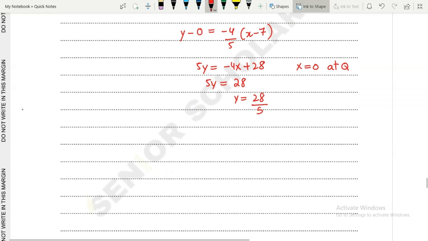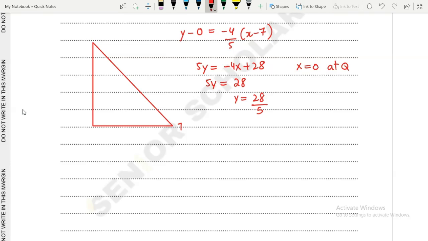Now I'm trying to make you understand that this is the triangle. This is the whole triangle they have given us. Okay, so the x coordinate was 7 at P, and this is the 28 by 5 which we have found. With this 28 by 5, we can simply find the triangle area. Half into 28 by 5 into 7 comes out to be 28 divided by 5 into 7 divided by 2, 98 by 5. 98 by 5 is the whole region, or the whole triangle area.